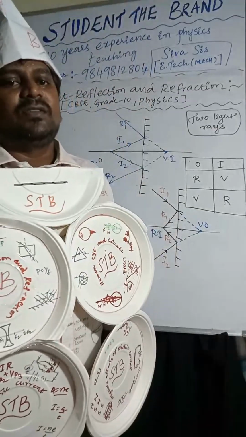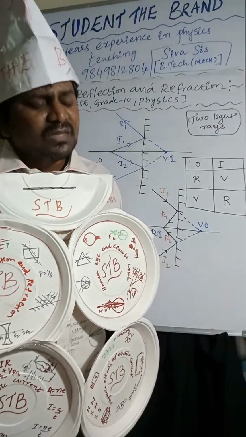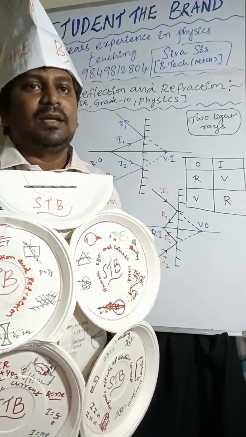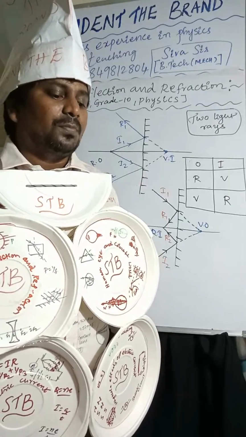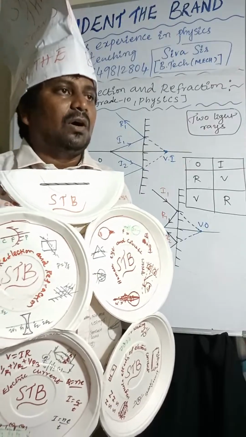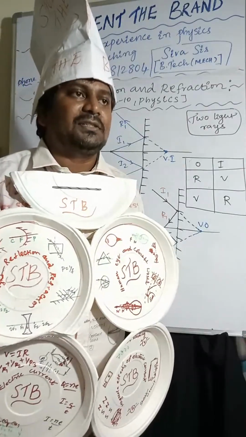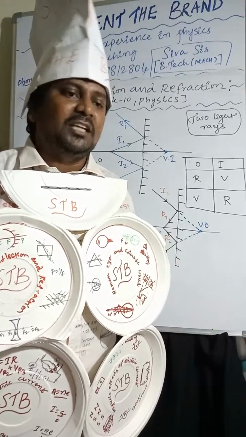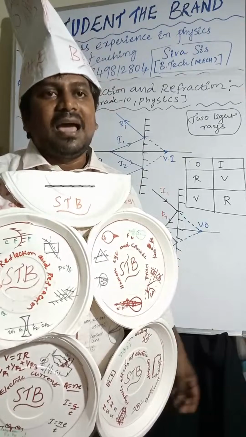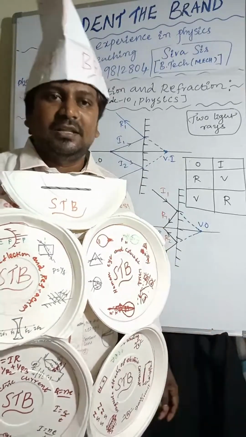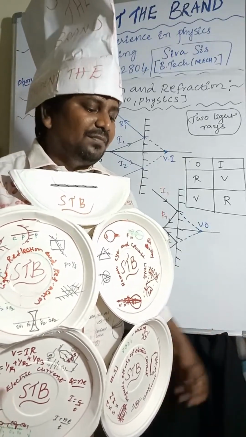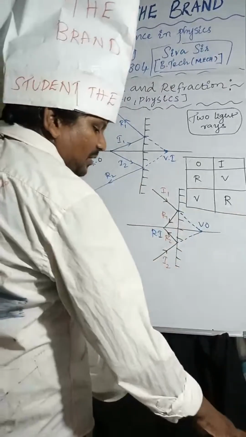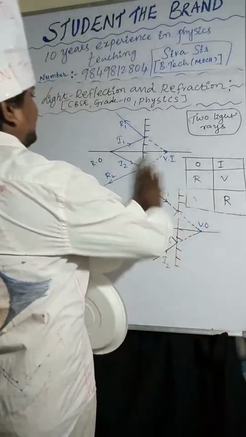Next one, we are going to one more point. What are the characteristics of the image formed by the plane mirror, or what is the nature of the image formed by the plane mirror? We'll discuss that now. Now you are considering one more.